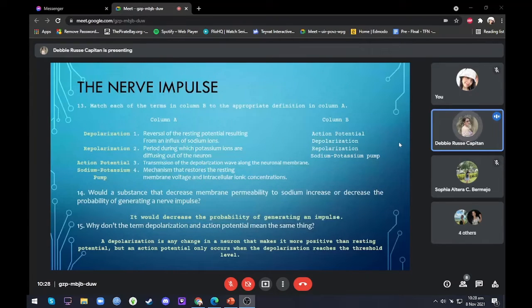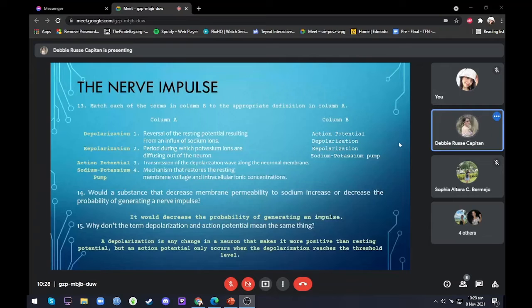For the first definition in column A, reversal of the resting potential resulting from an influx of sodium ions, our answer is depolarization. Number 2, period during which potassium ions are diffusing out of the neuron, our answer is repolarization. Number 3, transmission of the depolarization wave along the neuronal membrane, our answer is action potential. Number 4, mechanism that restores the resting membrane voltage and intracellular ionic concentration, our answer is sodium potassium pump.